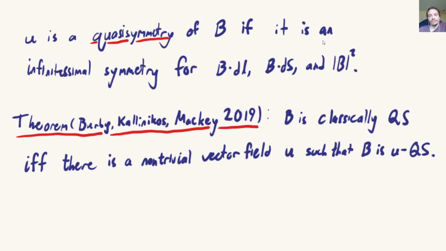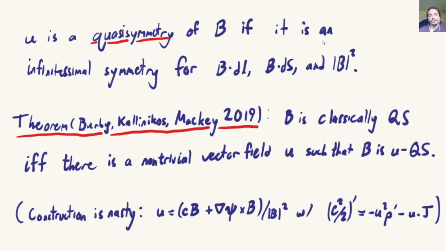This theorem is not easy to prove. They have to construct U in a very nasty way. Here you can see that U depends on B and psi, but also it depends on the C, which depends on U itself. So U is implicitly defined. You need to prove that a solution to these equations exists, and that once it does exist, that it satisfies all the different infinitesimal symmetries.